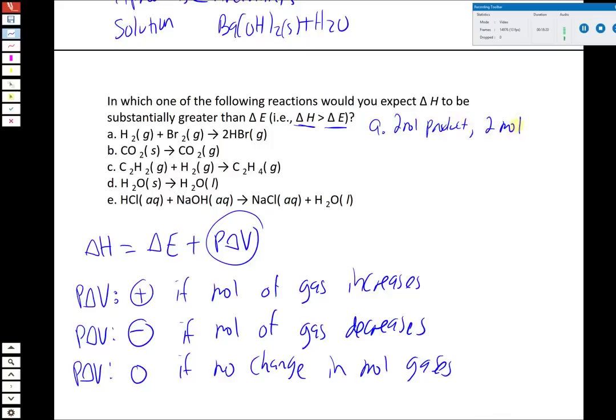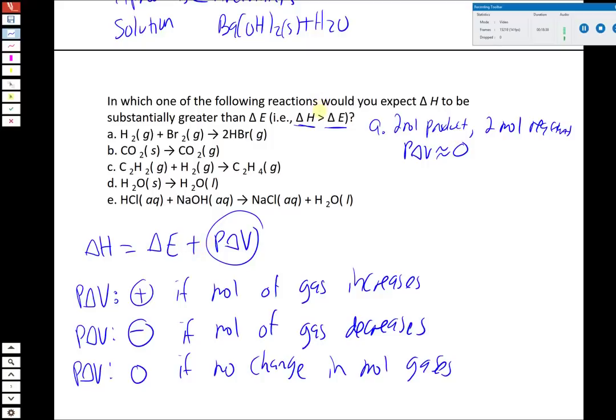On the reactant side, we also have 2 moles. So on the product side, we have 2 HBr, that's 2 moles of gas. On the reactant side, we have 1 H2 plus 1 Br2, so we have 2 moles also on the reactant side. And so that means P delta V is going to be basically 0. So we wouldn't expect in this case delta H and delta E to be different.